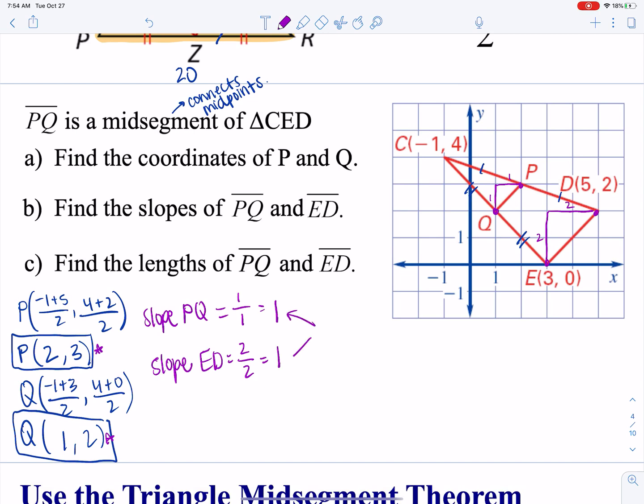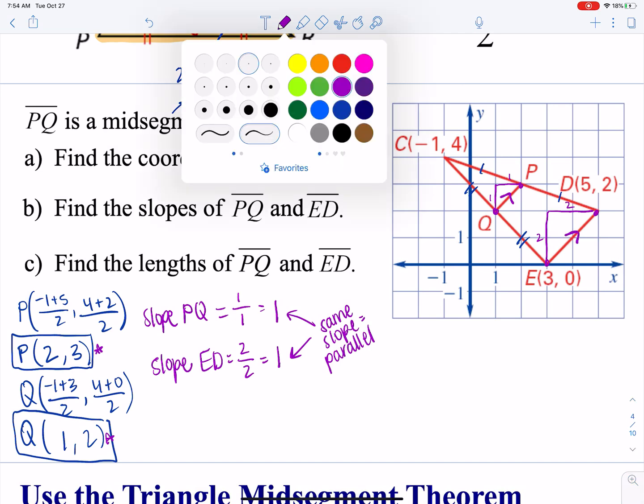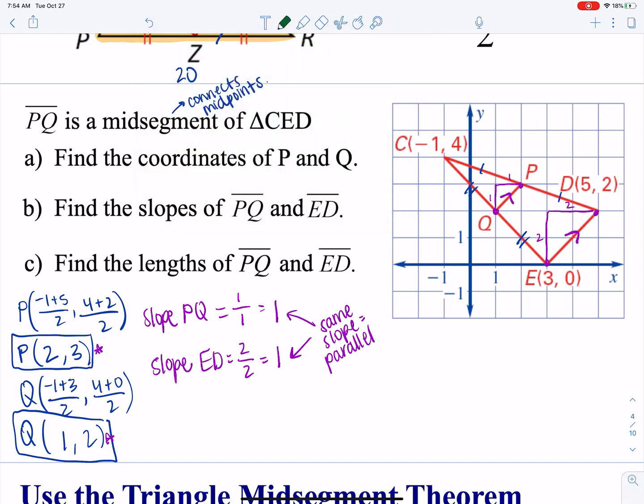So notice we're verifying same slope means they're parallel. We just verified the part of the midsegment theorem that says the midsegment is parallel to the third side. Now we're going to verify the part that says the length of the midsegment is half the length of the third side.